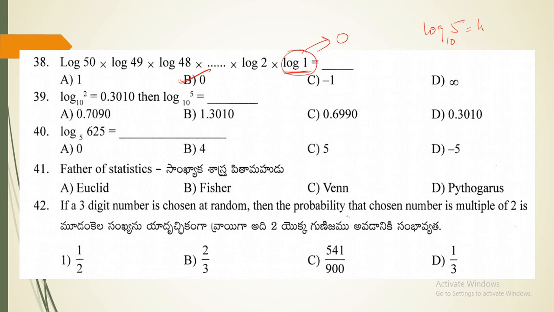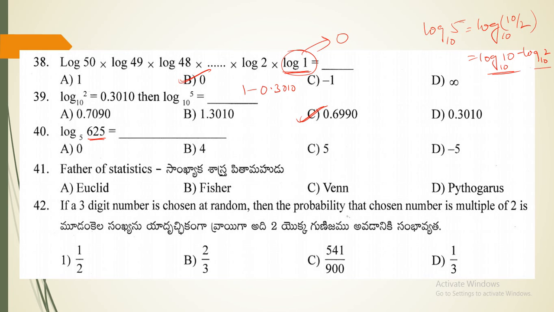So how can I write 5? Can I write it as 10 by 2? Now this is in the form of log of a by b to the base 10. So log of a by b to the base 10 can be written as log 10 to the base 10 minus log 2 to the base 10. So log 10 to the base 10 is 1. So 1 minus log 2 to the base 10, already given, 1 minus 0.3010, which is nothing but 0.6990.